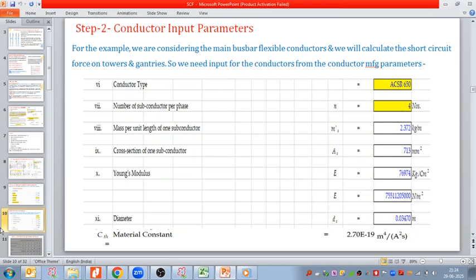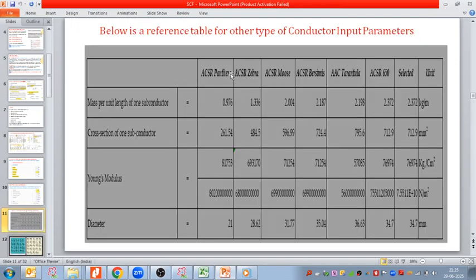In India, what conductor do we use generally? ACSR Panther, Zebra, Moose, Bersimis, sometimes Tarantula, very rarely. Okay, so for the conductors generally used in India, I have made one table for your ready reference. But I request you to verify this from the supplier. If there are no values, then you can take these values as well.